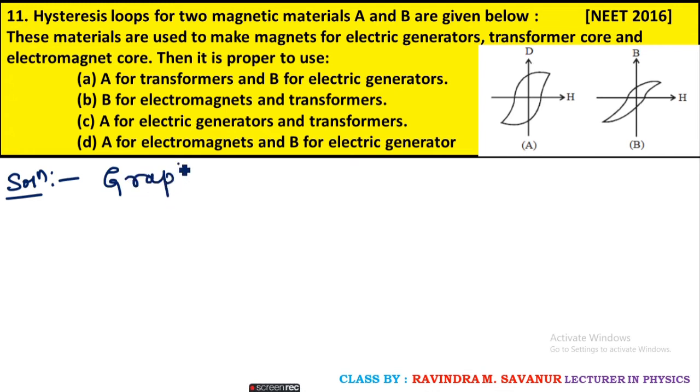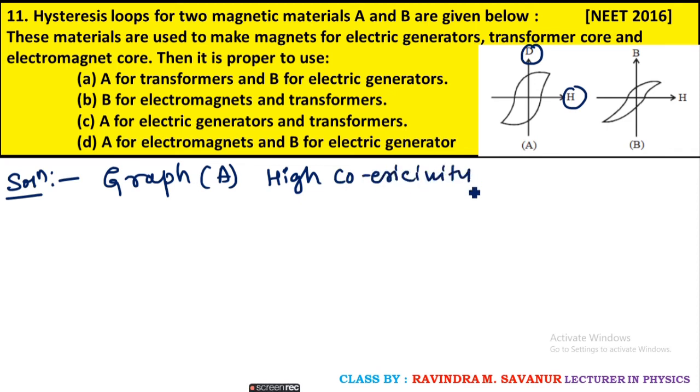Now I am going to discuss the first graph. From the first graph, the hysteresis graph of H versus B, which is showing high coercivity, will be utilized for making permanent magnets. That is what graph A shows.